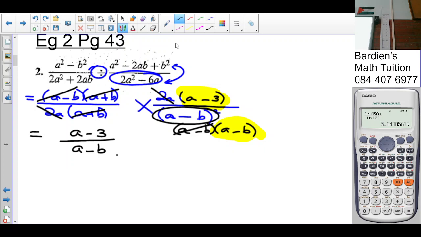So did the 2A cancel? Okay. 2 goes into 2 once. Not O, it's an A. A cancels it. Yes, somebody's talking, yes? A plus B, why? Remember, he has a square here. So this must be A minus B times A minus B. It must be exactly the same. So it can't be a plus at the bottom. It must be a minus.